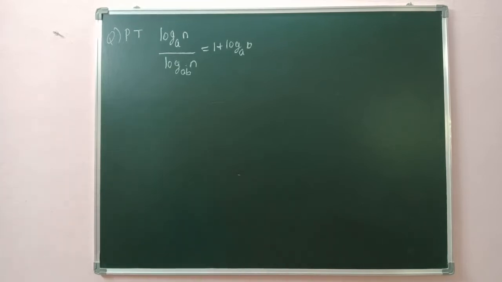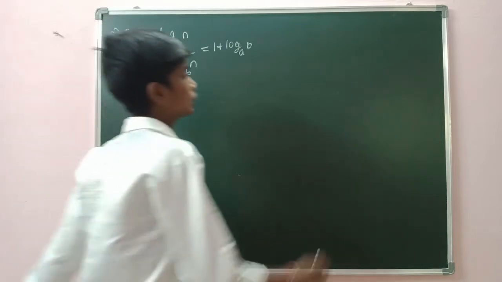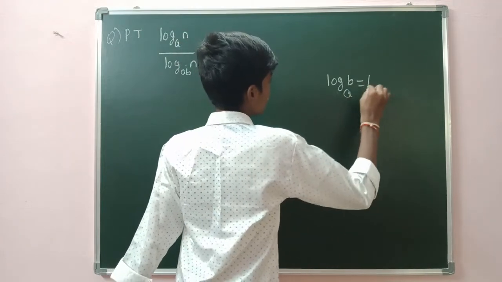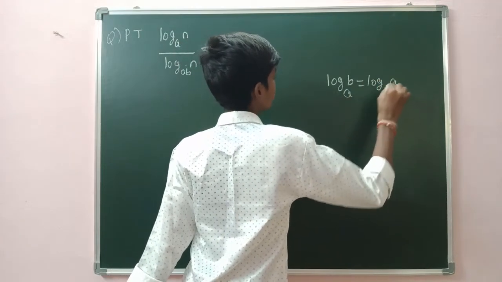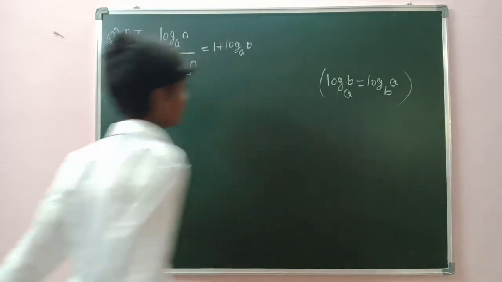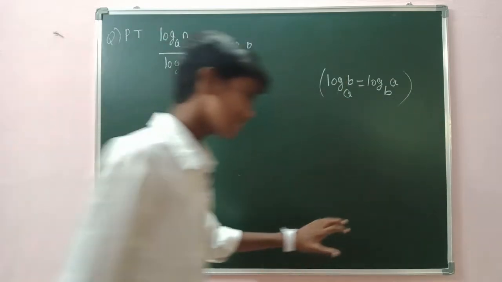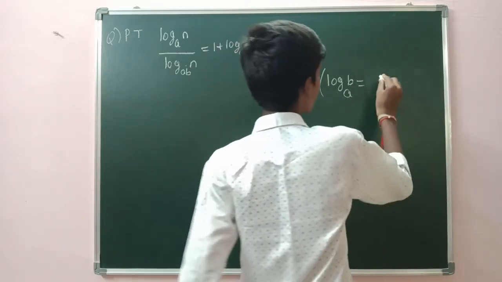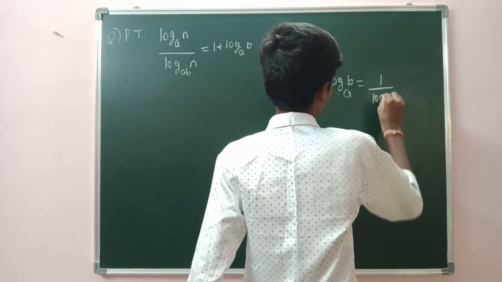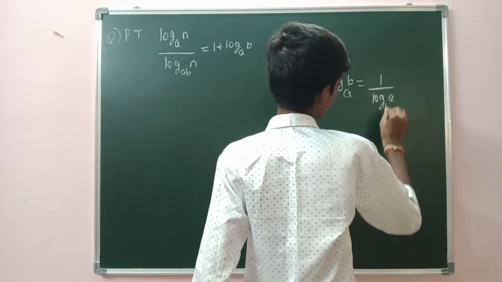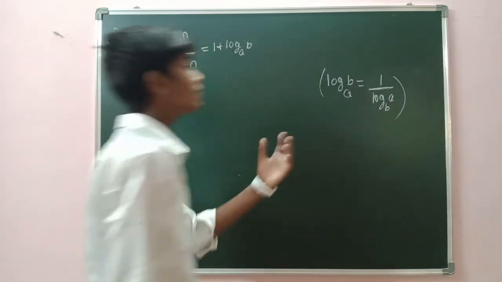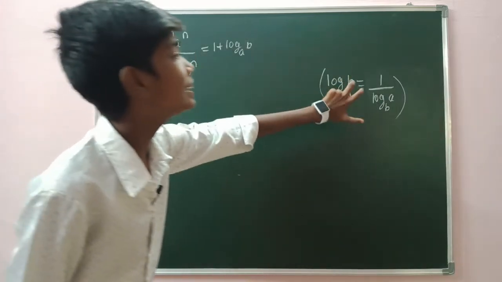Okay, so now listen very carefully. Here also I am going to use the same property which I told you earlier, that is log of b to the base a can be written as 1 by log of a to the base b. Sorry people, it's not a property, wait, it's 1 by log of a to the base b. So this is the property that I told you earlier.